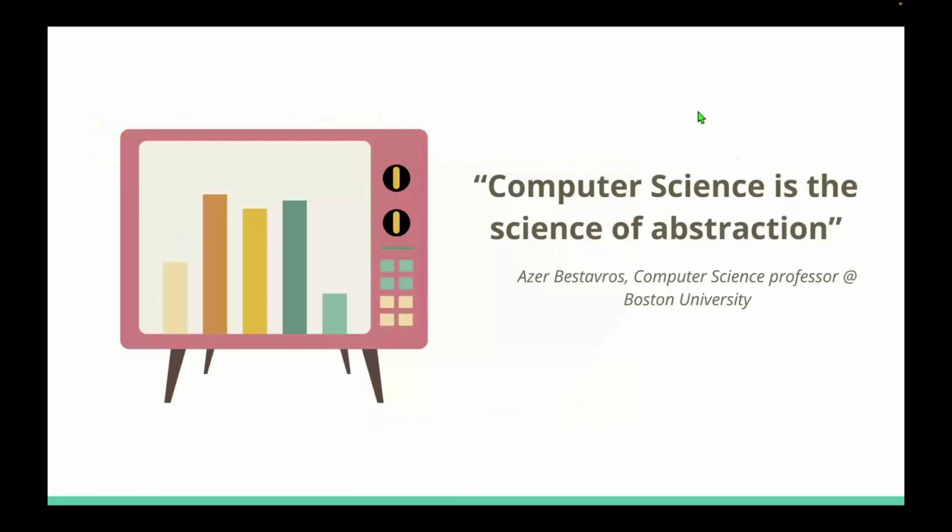So now I want to do a brief interlude because things are about to get crazy. I had a great professor back in the day who used to say, computer science is the science of abstraction. So this is going to become relevant because the data is going to get to a point where we can't actually see the individual holes in the paper.